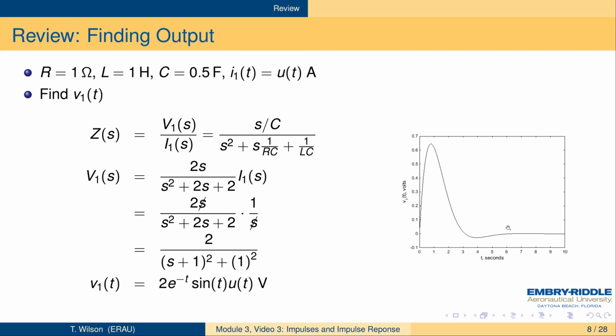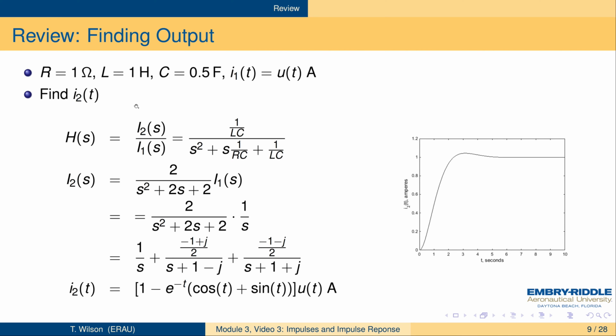And here's a graph of the output. It's got a little bit of oscillation in it, but it dies away fairly quickly relative to the rate of oscillation. This is sine t, which has a period of 2 pi, so it's fairly slow. And then the exponential is decaying at a rate of 1 exponential per unit time. So this thing doesn't have much chance to oscillate before it decays away.